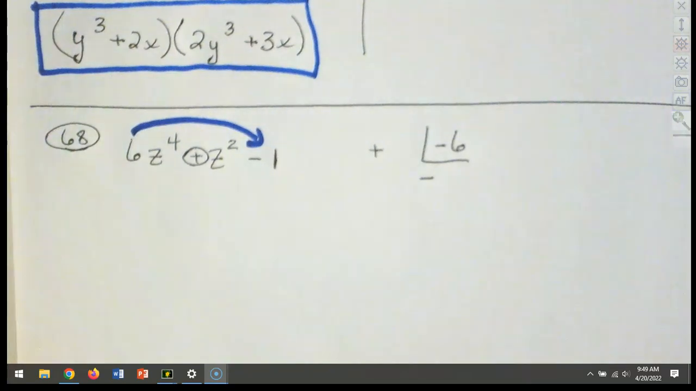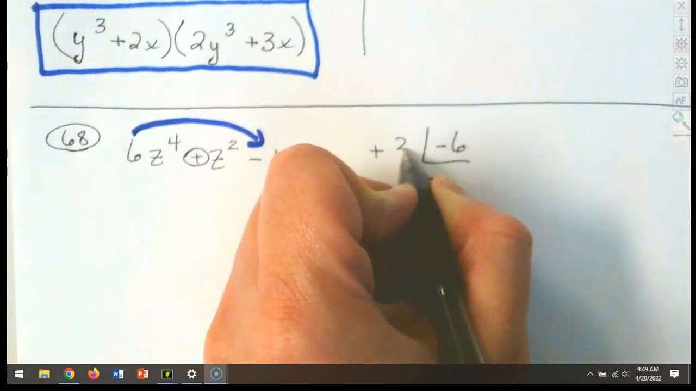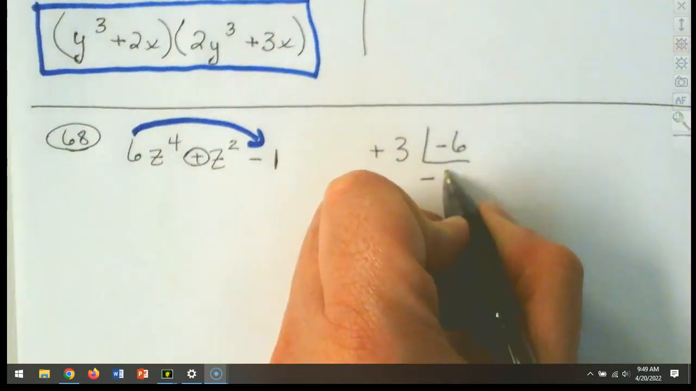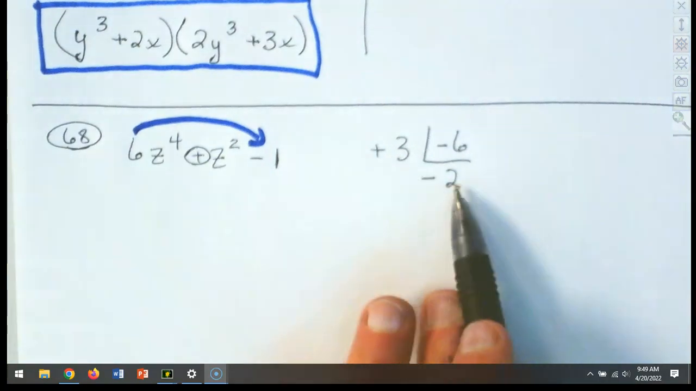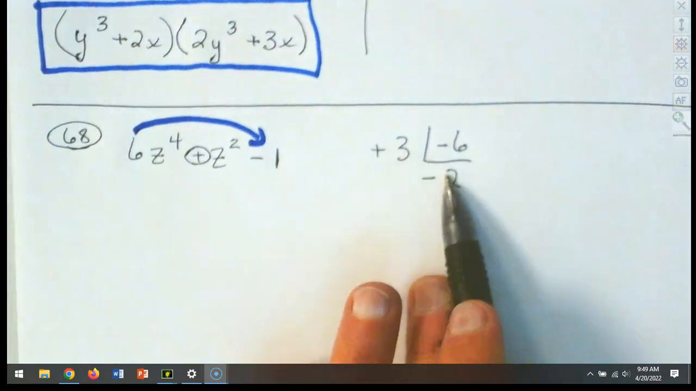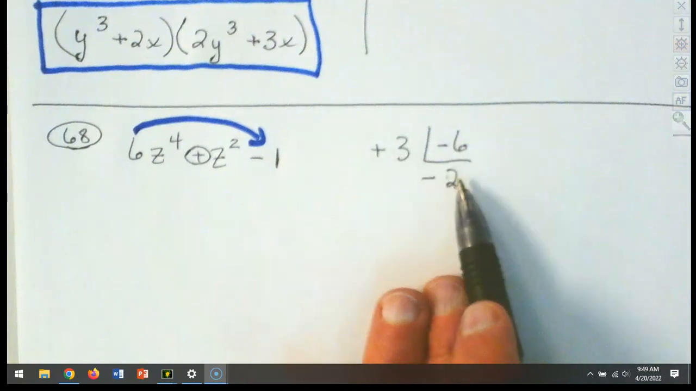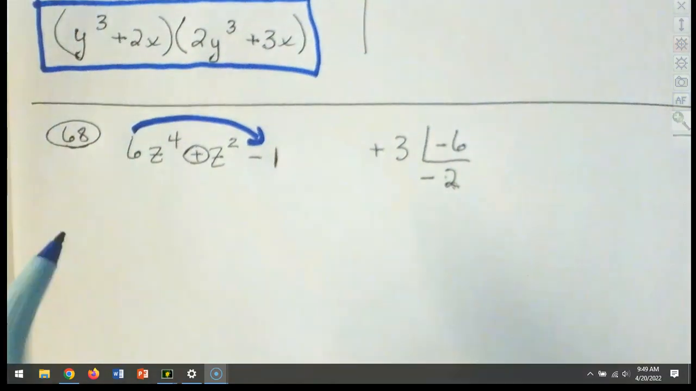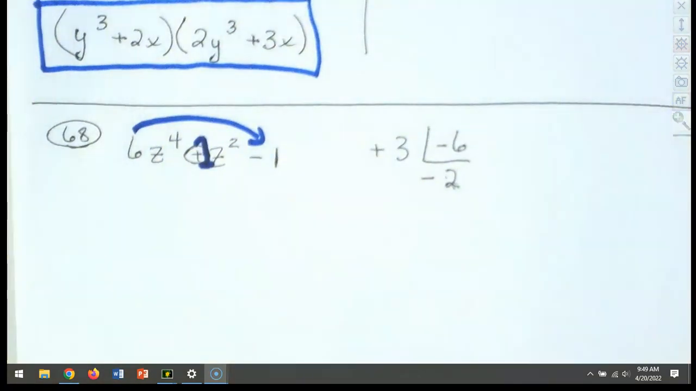Positive 3 and a negative 2, right? Because positive 3 times negative 2 is a negative 6. That's what we want. And 3 minus 2 is a 1, because remember, there's no number in front of that z squared. So if you want to, you can put the 1 there. You don't need to, but you can.